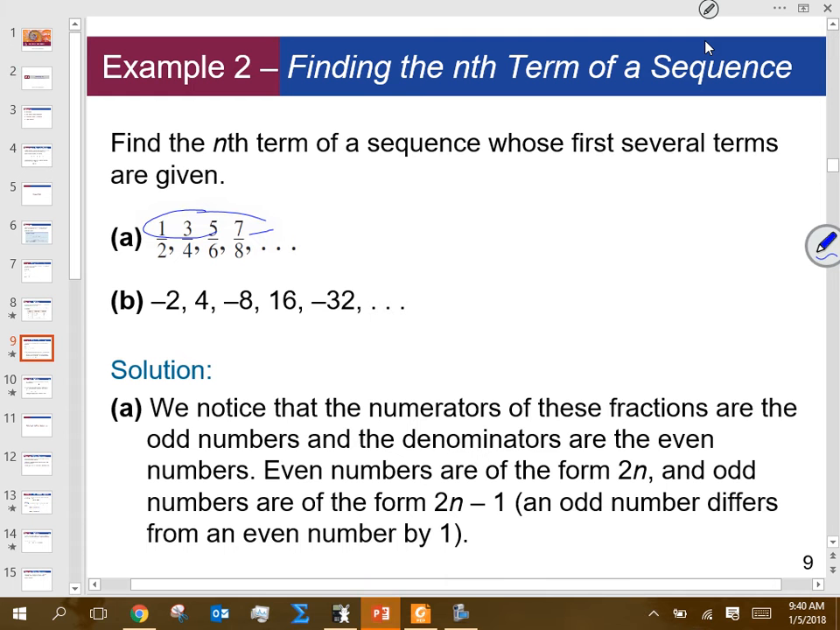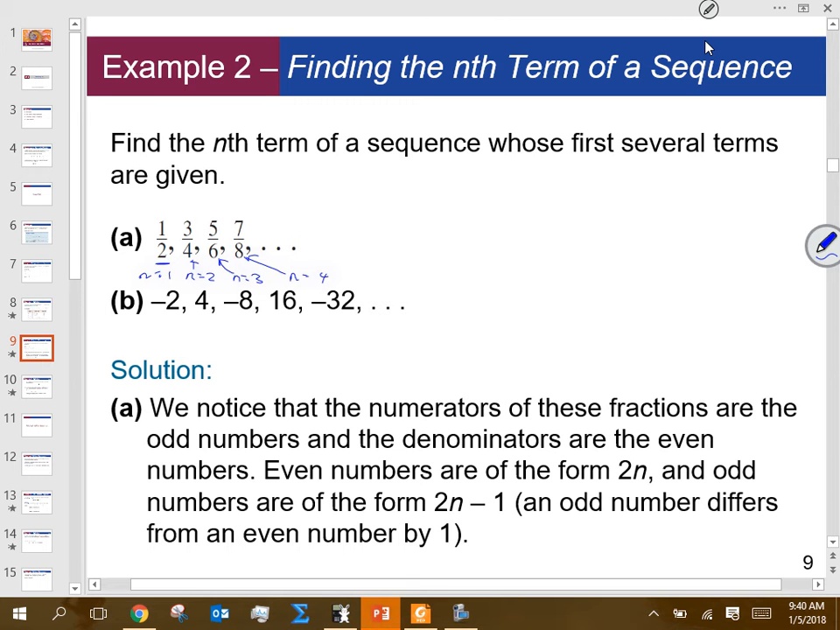Now, usually when you write a sequence, you're going to need to know n. So n here would be 1, right? n there would be 2. n there would be 3. And n there would be 4, right? How could I take the n value in each one of those positions to get my denominators?